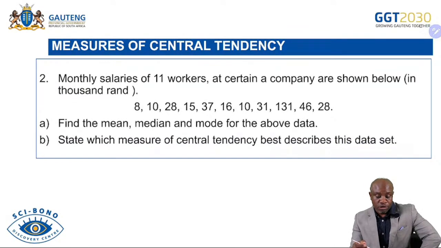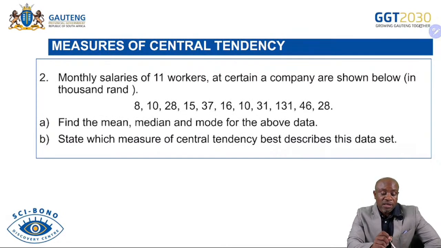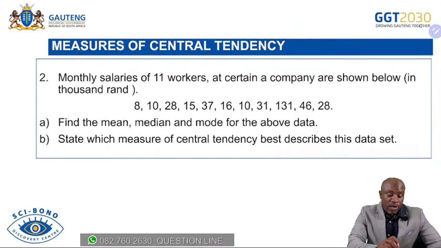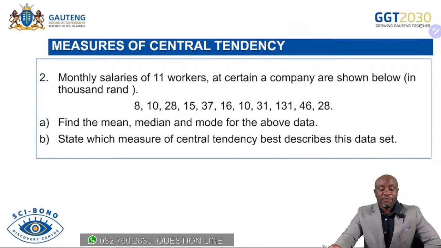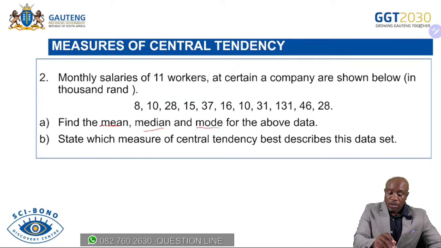I want you to now do question 2. We have done question 1, and we'll come back and say why we should not use the mean all the time. So I want you to do question 2. Here are the monthly salaries of 11 workers at a certain company, and they are written in 1,000 rand. Remember that. So when we say 8, we mean 8,000. When we say 10, we mean 10,000. So I want you to find the mean, median, and mode of these values.